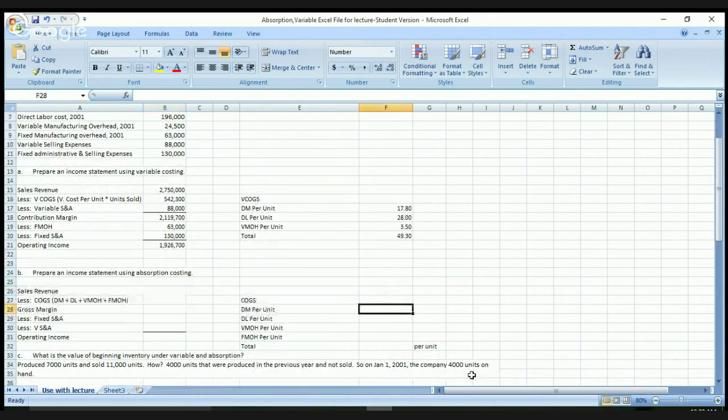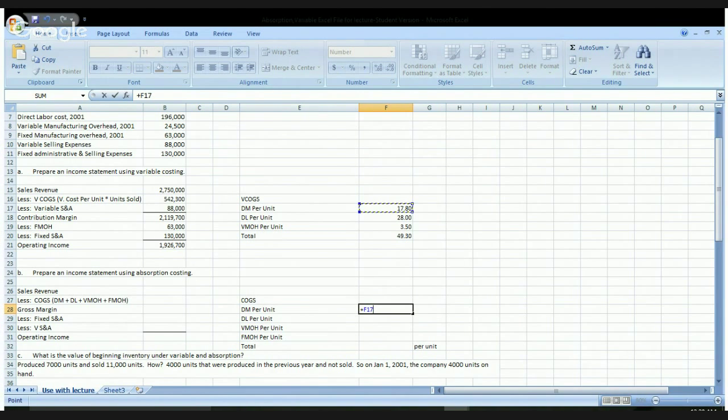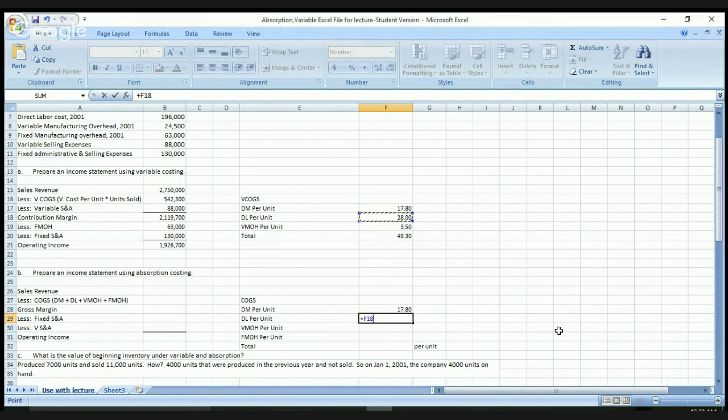Now let's go down to the absorption costing. We do the same thing in regards to the cost of goods sold, but the difference with absorption costing and variable costing is in cost of goods sold, we are going to include both the variable and the fixed manufacturing overhead rate. So again, the direct materials is not going to change. That's still going to be $17.80. The direct labor is not going to change. That's $28 per unit. And the variable overhead manufacturing rate is not going to change, at $3.50.